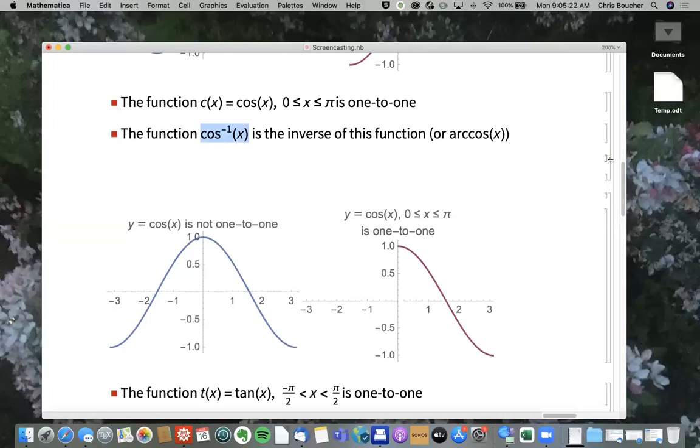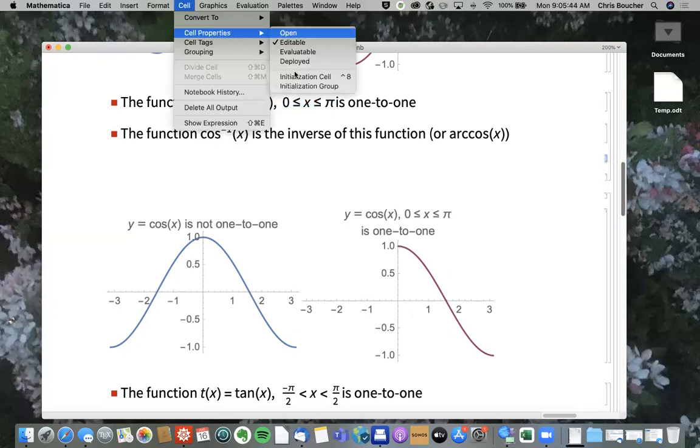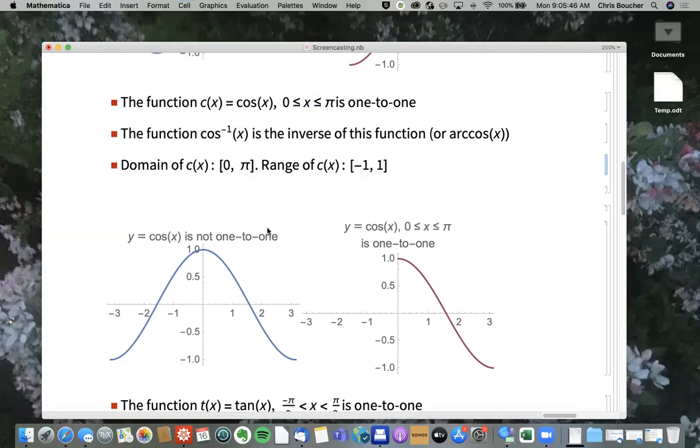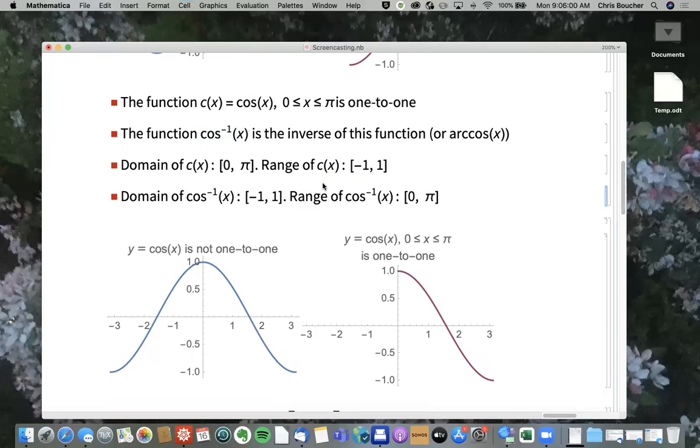And again, as far as domains and ranges go, c of x is basically a restricted version of the cosine function. We've restricted its domain to be that interval from 0 to pi. And you can see over on the right here that the range goes from a y value of -1 to a y value of +1. So let's just write that down. The domain of c of x is from 0 to pi, the range from -1 to 1, and that means for the inverse, those things flip-flop, right? So the domain of the inverse is going to be -1 to 1, and the range of the inverse is going to be the interval from 0 to pi.